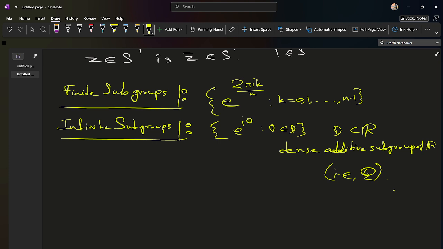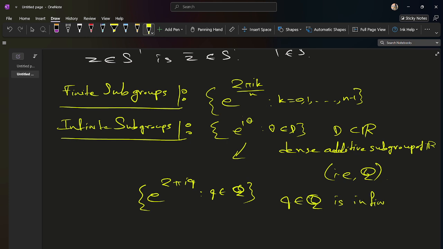Now we are going to give the counterexample. The subgroup looking like e to the power 2 pi i q, where q is a rational number, that is, q belongs to Q, is infinite. Thus this subgroup is dense in S1 and consists of all complex numbers of the form e to the power i theta, where theta is a rational multiple of 2 pi. Thus, there exist infinite subgroups of S1, disproving this statement.